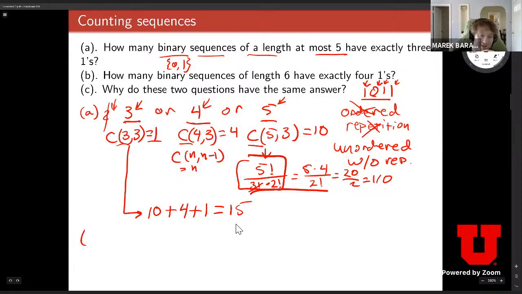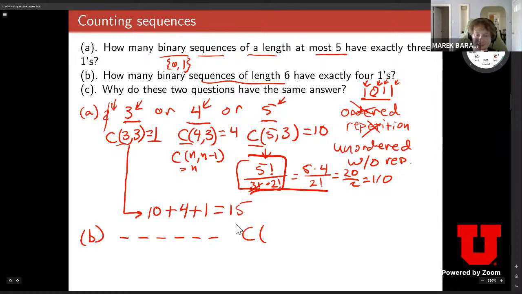But there's a reason we're calculating it in this case. For part B, we ask how many binary sequences of length 6 have exactly 4 ones. Using the same logic, we're putting 4 ones into positions in a six-letter string, so we're choosing 4 of these positions to have 1. Again, it's unordered without repetition.